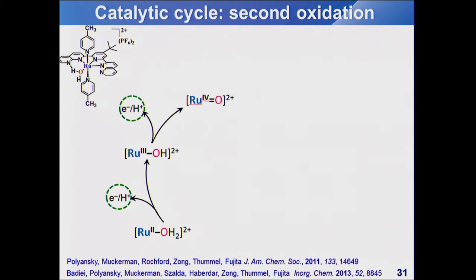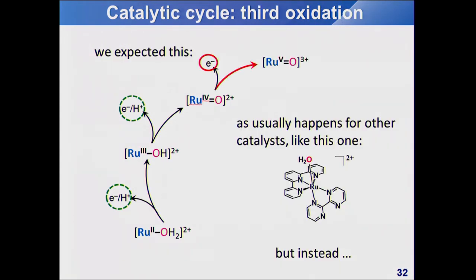Next step. So we go from ruthenium 3 to ruthenium 4. The same thing happens. We removed one electron, but also the proton comes off. The overall charge is still 2 plus. So after that, what we expected is not a proton-coupled electron transfer step because we didn't have any more protons. So we thought, well, you have to oxidize the whole thing 4 times.